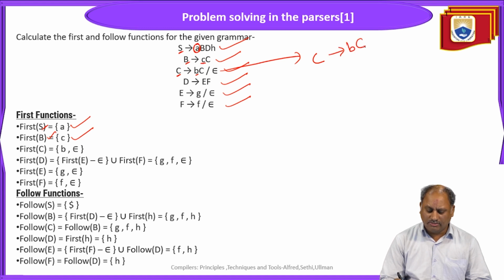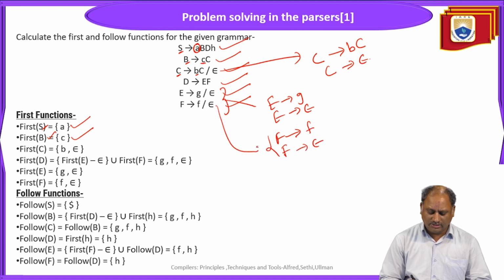So C derives small b, capital C. It also contains C derives epsilon. These two also contain two productions. E derives G, followed by E derives epsilon. Then capital F derives small f, capital F derives epsilon. So these two carry this production and these two carry this production.